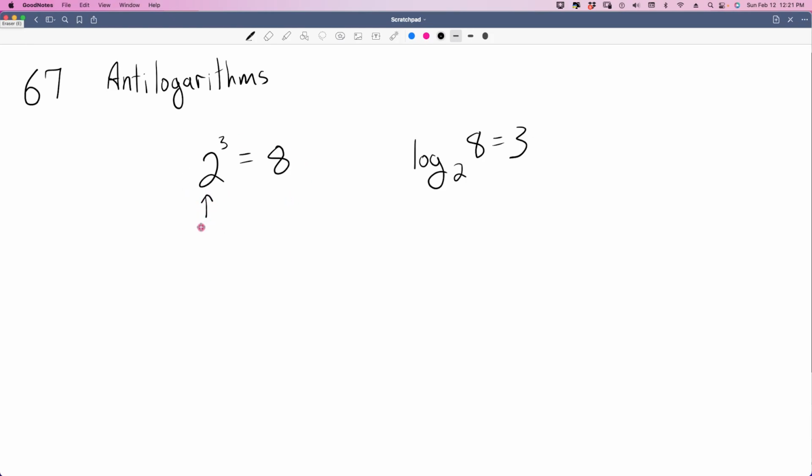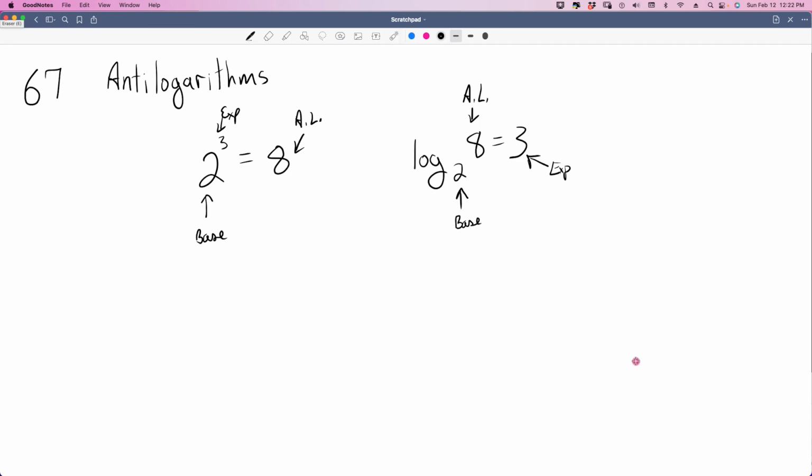The 2 would be considered the base, and 3 is considered the exponent. Well, 8 is what we have been calling the answer or the number. This is the anti-logarithm. That's all that is. That's all we're learning today, is that this answer is actually called the anti-logarithm. So when we write it in logarithmic format, this is the base, this is the exponent, and this is the anti-logarithm. So it's really very straightforward. The answer is just the anti-logarithm.